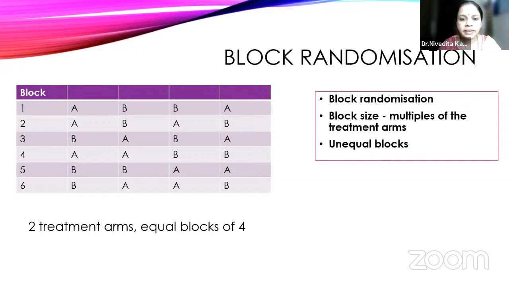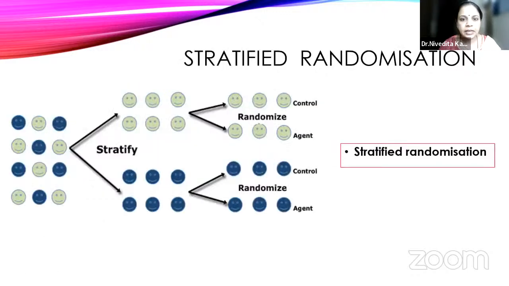So in order to prevent this, unequal block sizes can be used. So you can use a block of 4, 6, again 4, 6, 6, 4. So the investigator doesn't know what block size it is and cannot predict the next randomization. The advantage is that at the end of one block, whatever the permutation be, at the end of 4 patients, there is equal allocation to both the arms.